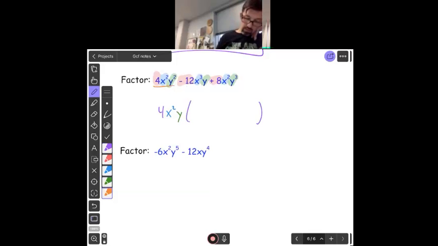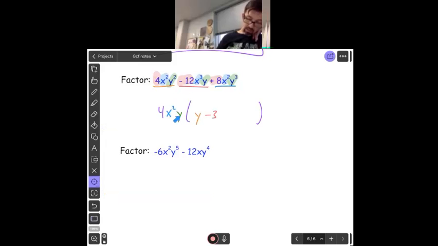So I want to figure out what I need to multiply by to get each term. So 4 times 1 is 4, so I don't need anything there. I have 2 x's in both places, so I don't need any more x's, but I am missing 1 y. So I need a y. Multiply by that. 4 times what is negative 12? Negative 3. X cubed, I'm missing 1 x. I need 1 more x, and the same number of y's. So all I need is 1 more x there.